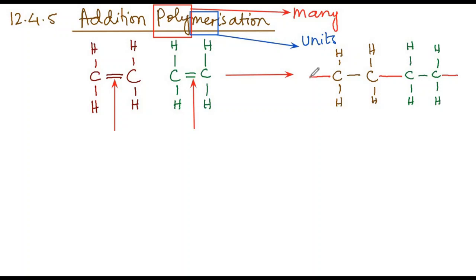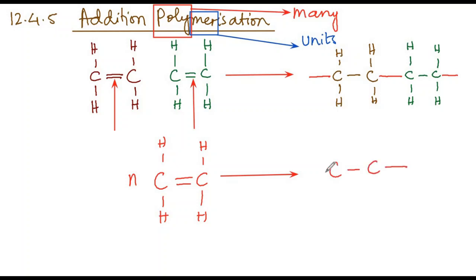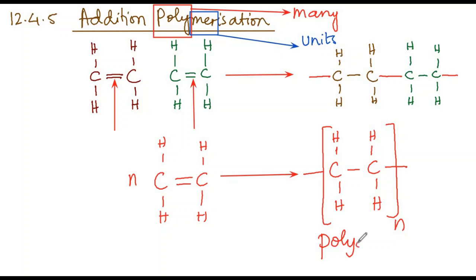So how do we show a chemical reaction in the form of a chemical equation? Sometimes it is shown like there is an ethene and we are showing that there are n number of ethene molecules. They combine together as a result of polymerization, and then we draw a big bracket completing the hydrogen atoms, closing the bracket and putting n at the base. So the polymer which is formed is called polyethene, commonly known as polyethylene.